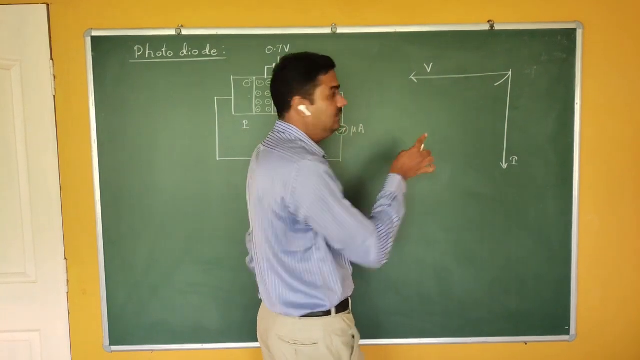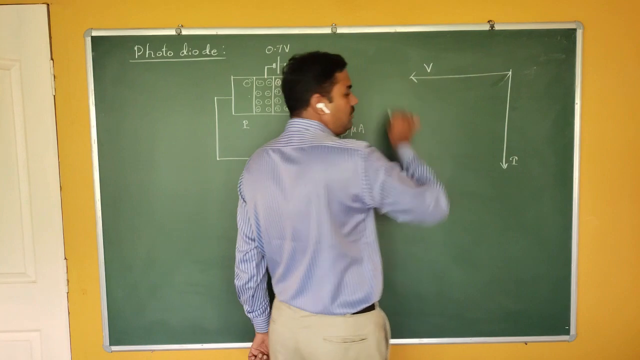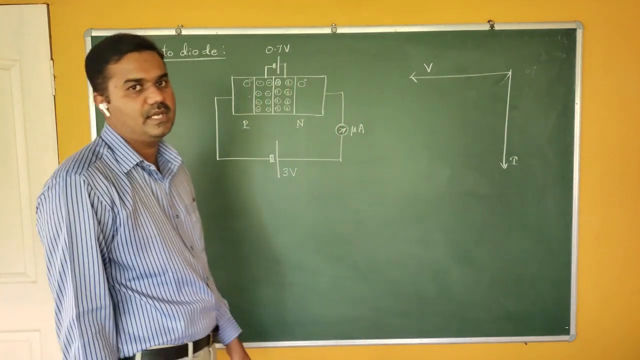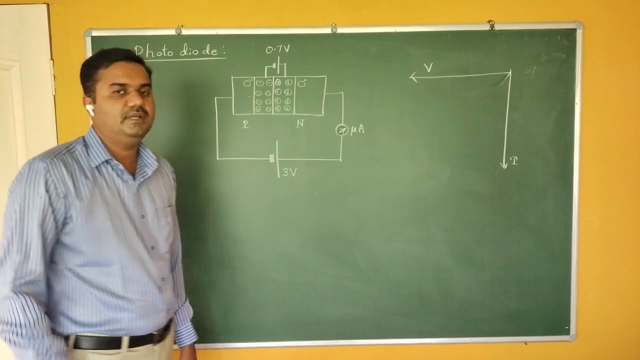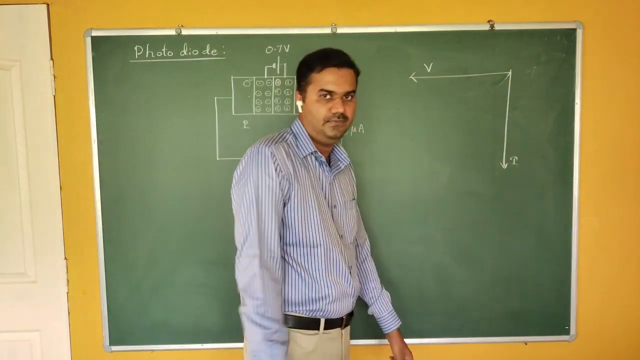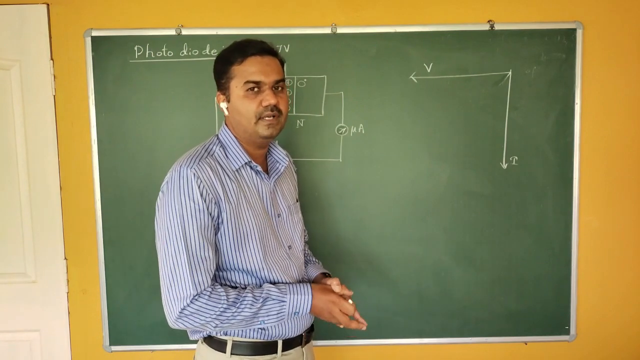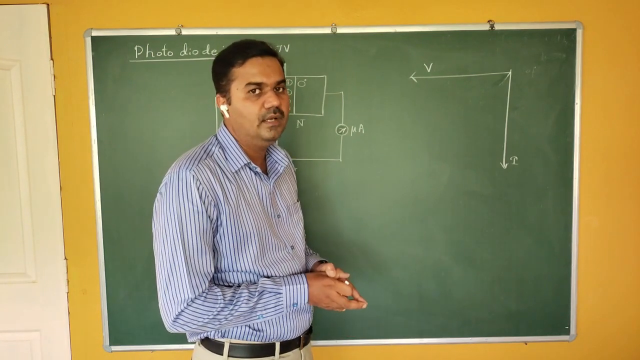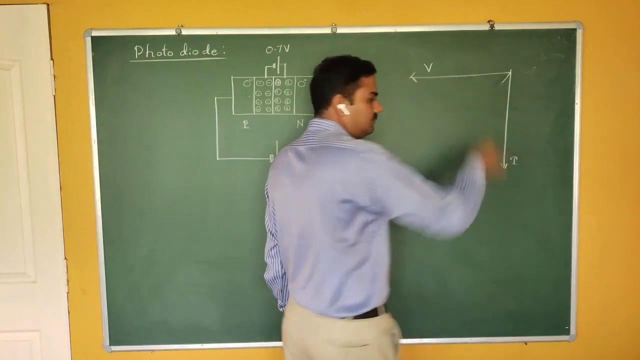If I take an ideal diode, then the graph is like this. Whatever be the voltage, your current is 0. So we are neglecting the concept of minority current, but in practical cases this is not true. Even in reverse bias you have some small value of current due to the presence of minority charge carriers.